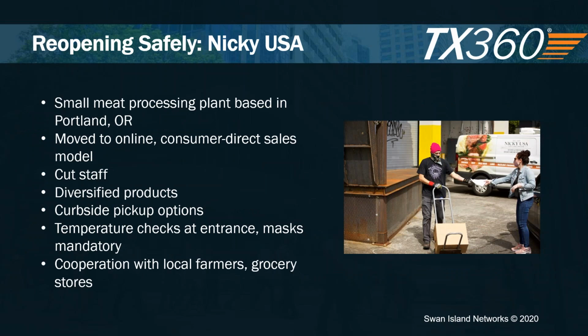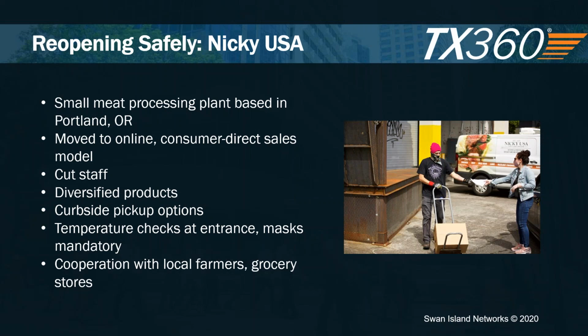Moving to a maybe smaller example, but still highly pertinent, Nicky USA is a small meat processing plant based in Portland, Oregon. And with restaurant closures, their business has suddenly been put in jeopardy. They had to take quick action to ensure that they'd stay afloat during this very challenging time and to prevent an outbreak like the one that we're seeing at so many large meat processing plants across the country. They took a number of steps to ensure their continued survival, including a move to an online consumer direct sales model rather than relying solely on selling to restaurants.